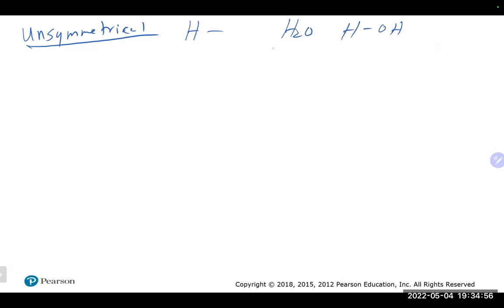Then let's talk about those unsymmetrical additions. This is really a situation where you add hydrogen and something else. So if it's water, you're adding hydrogen and OH. Like I said before, if it's HCl, those are the two things you're adding, H and Cl. If it's HBr, it's H and something else. So these are unsymmetrical because you're adding two different things.